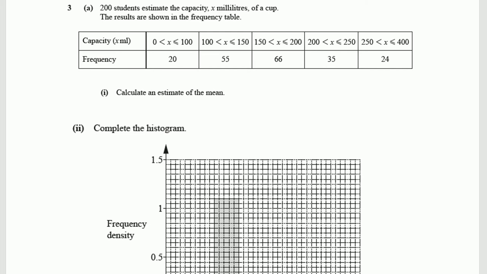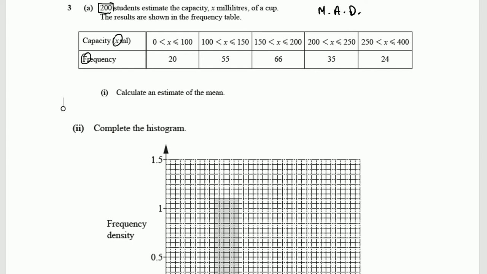Okay, 200 students estimate the capacity of a cup and the results are shown in the frequency table. We are first asked to calculate an estimate of the mean. Now, to do mean calculations from a frequency table, we have to do 3 steps, and this is summarized by the term MAD. We have to multiply the x's with the frequencies, add all those results together, and divide by the total frequency, which we either find by adding these together, or if they're nice and they tell us, might be up here in the question.